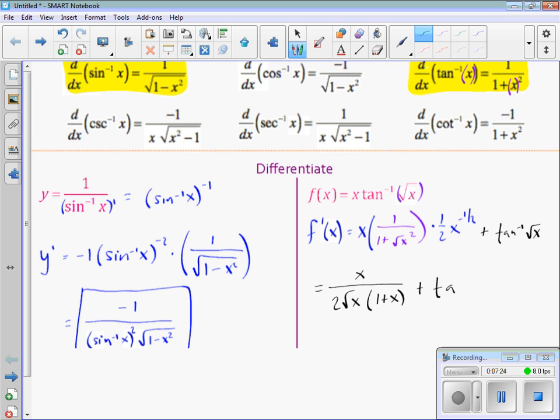So if you didn't do that, let's do that next. What is x over square root of x the same as? Just square root of x in the numerator. Remember, you subtract your exponents. So this is x to the first, this is x to the half. So if you subtract those exponents, you get x to the half up here. And then we just have the 2 times 1 plus x. And then plus the inverse tangent of square root of x.